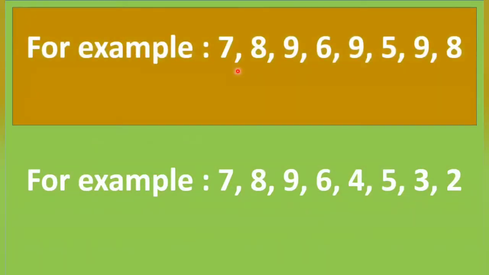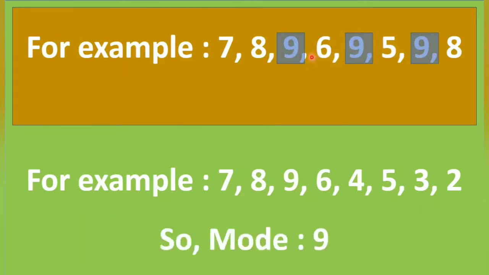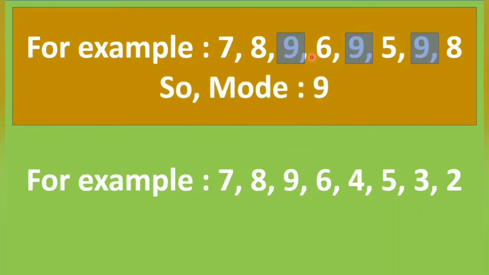Okay. So now here, see, 7 appears how many times? Once. 8 appears how many times? Here 1 and here 1, 2. 9 appears how many times? 1, 2 and 3. And 6 appears 1 time, 5, 1 time. So which number appeared the highest number of times here? Yes, it's 9. So what will be our required mode? Yes, the answer will be 9.